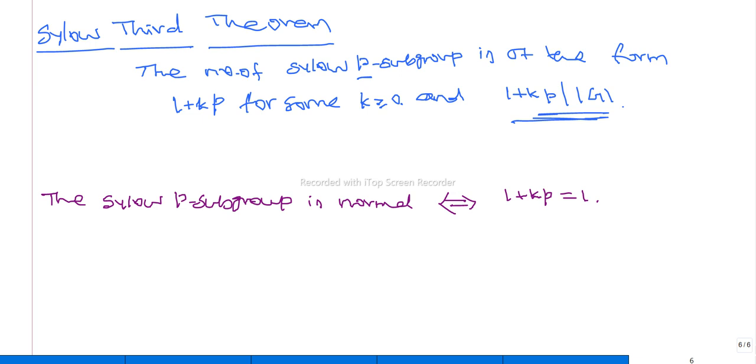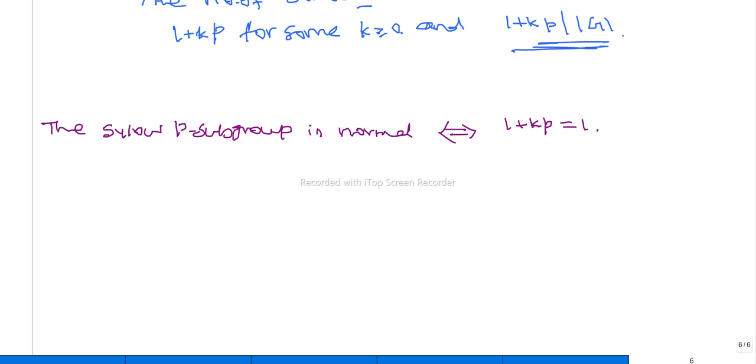Now come to our problem. We are asking for the number of 11-Sylow subgroups. 11 is a prime number. So the number of Sylow 11-subgroups is of the form 1 plus k times 11, or 11k, you can take anything. We don't know what k is, but we have to find k.